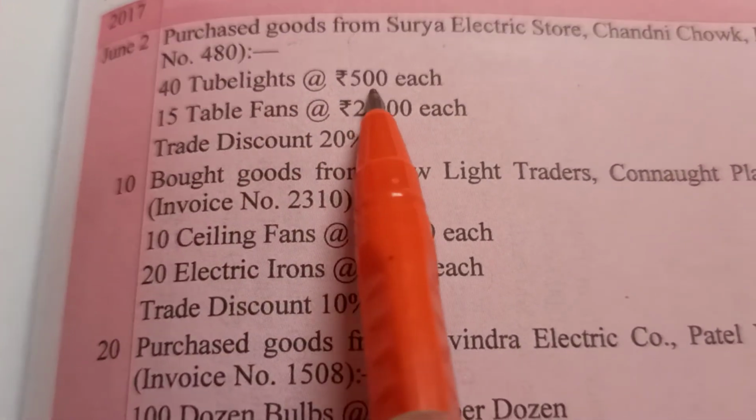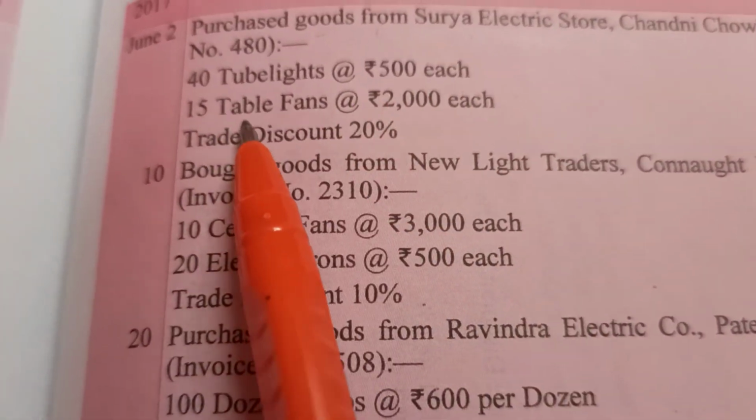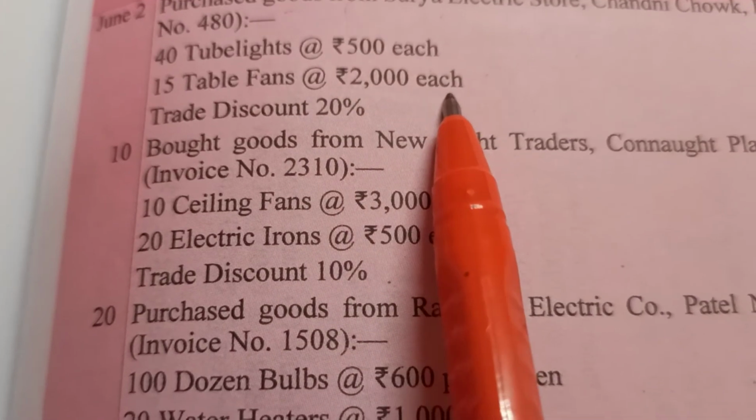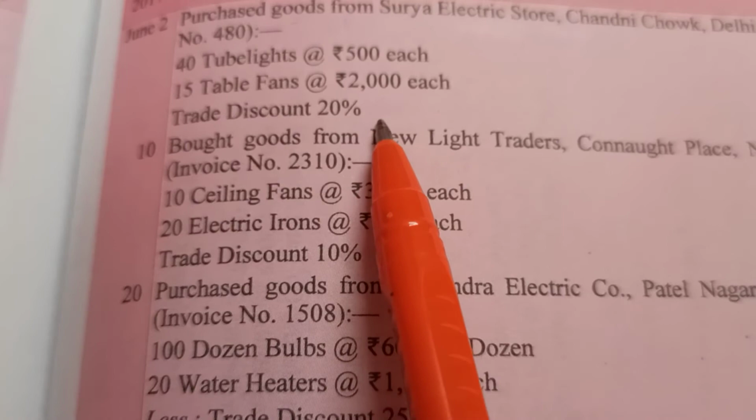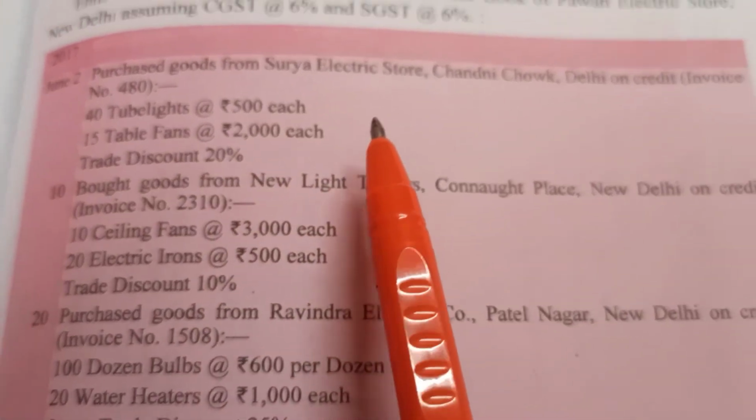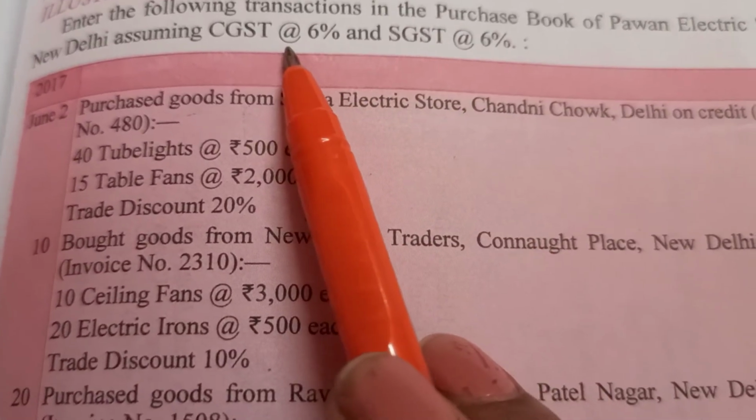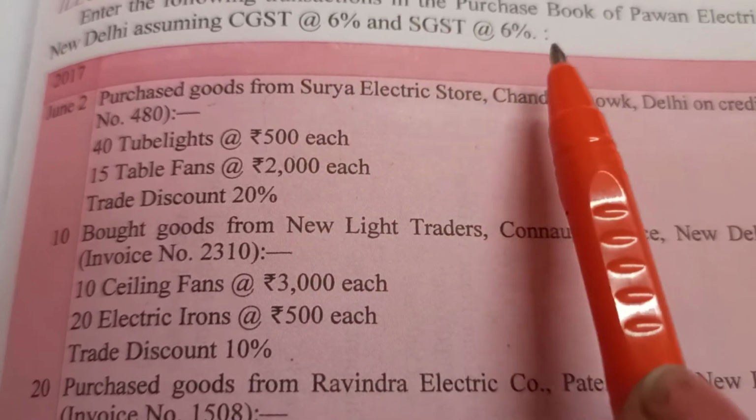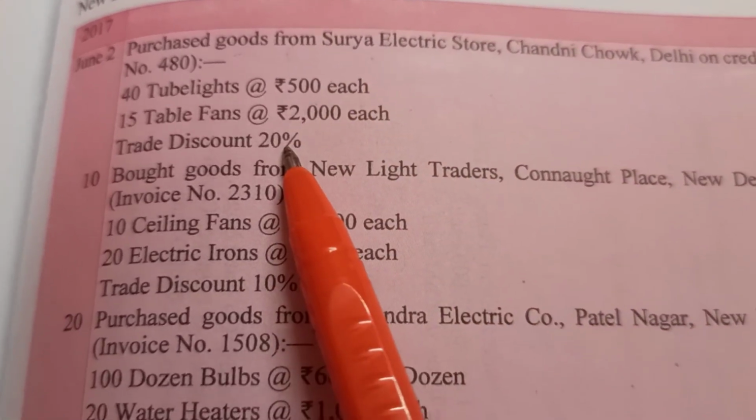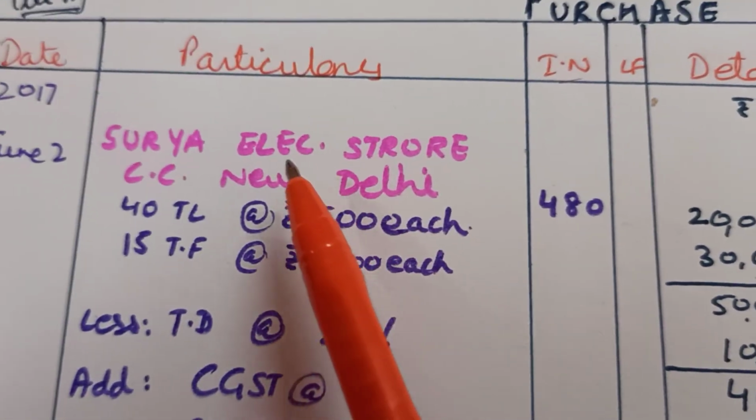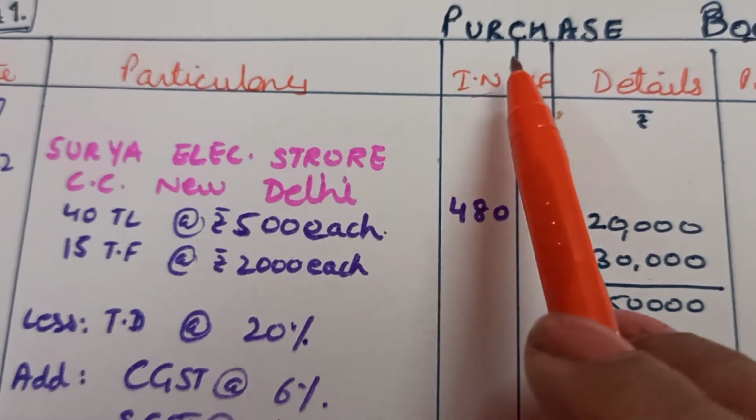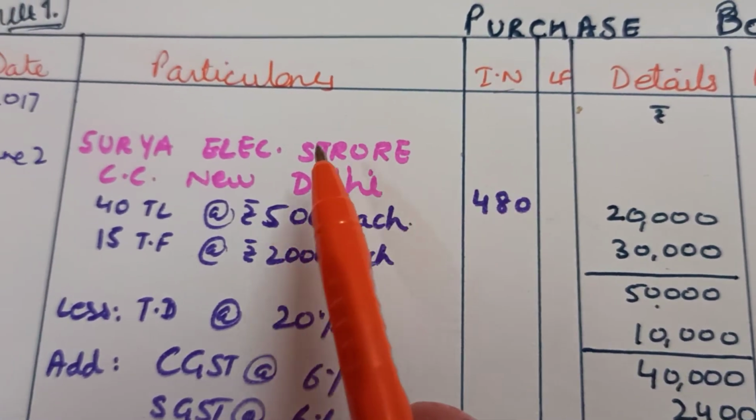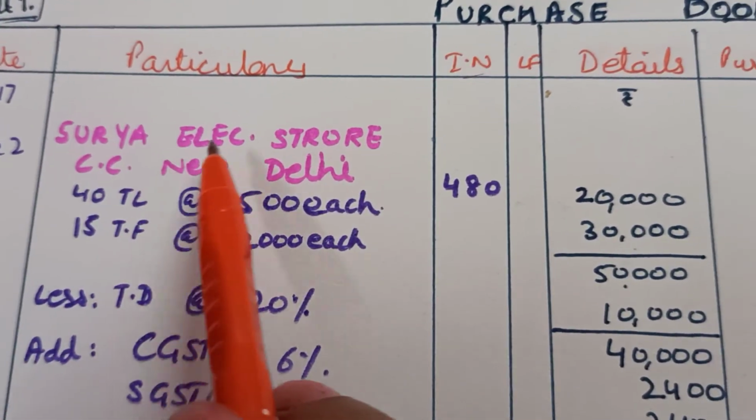We purchased 40 tube lights at 500 each and 15 table fans at 2000 each, and then there is a trade discount. Remember, trade discount is deducted first, before calculating the CGST and SGST. CGST and SGST at 6% have been given, and trade discount at 20%. Now let us see how it will proceed. The first thing I will write is Surya Electric Store, the name of the supplier.